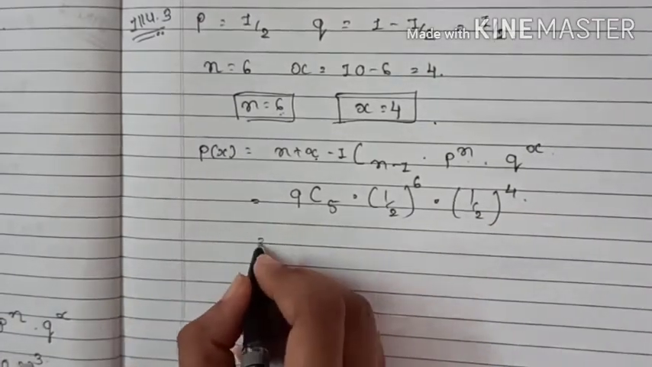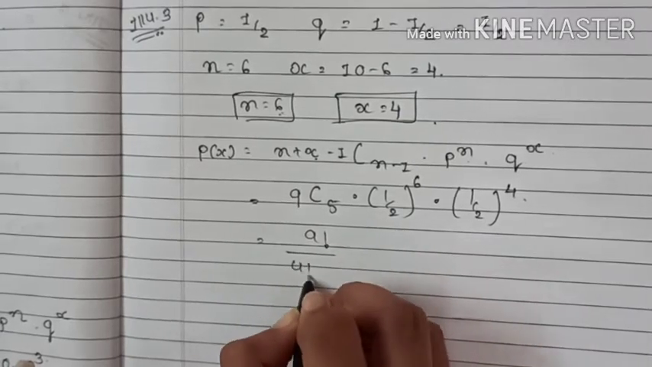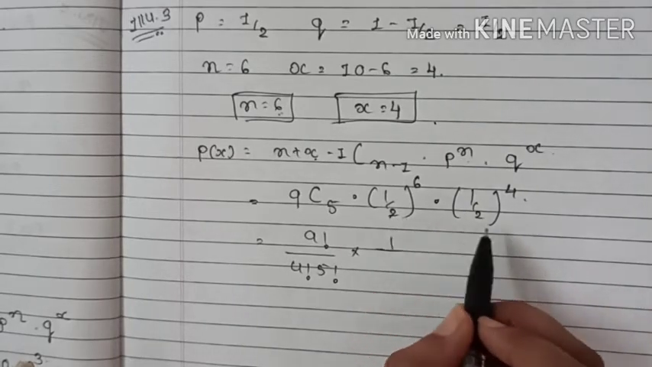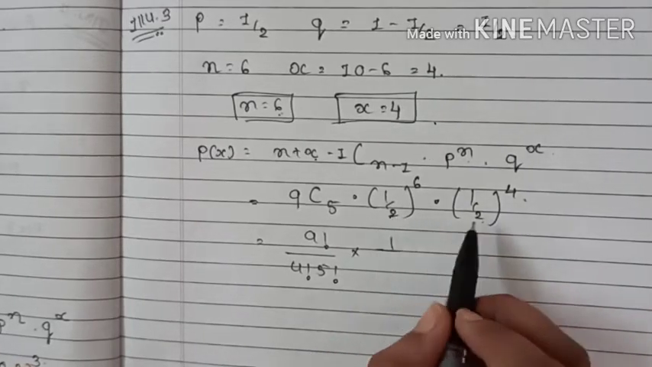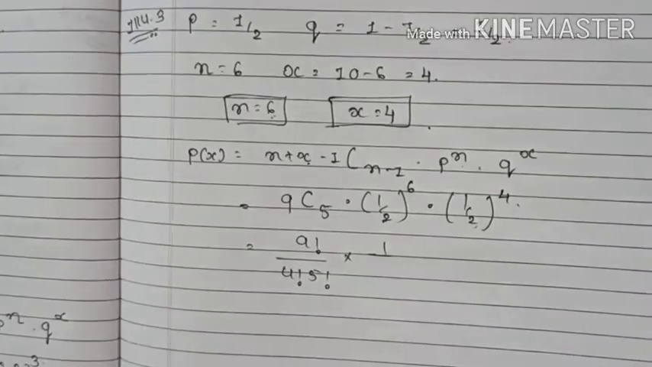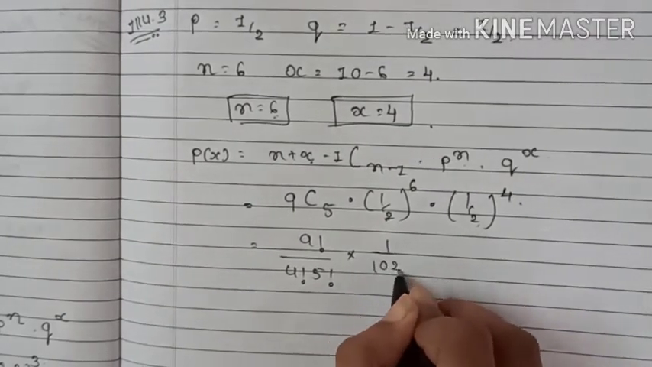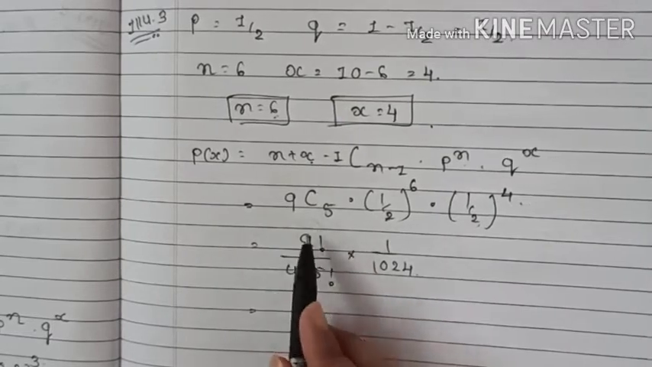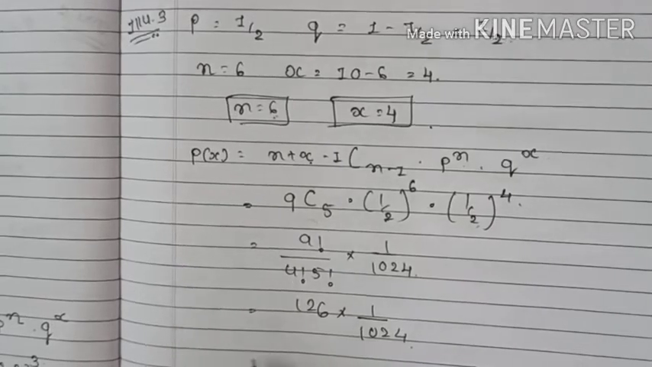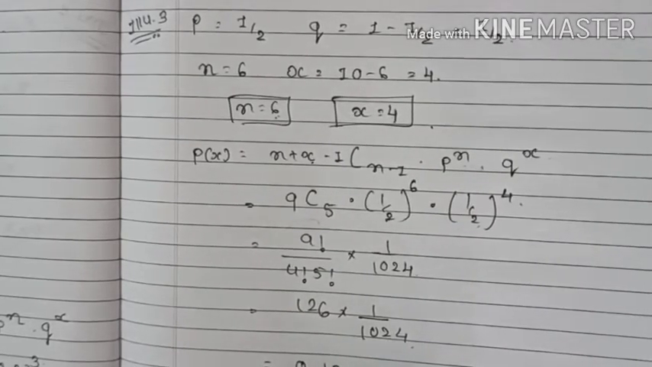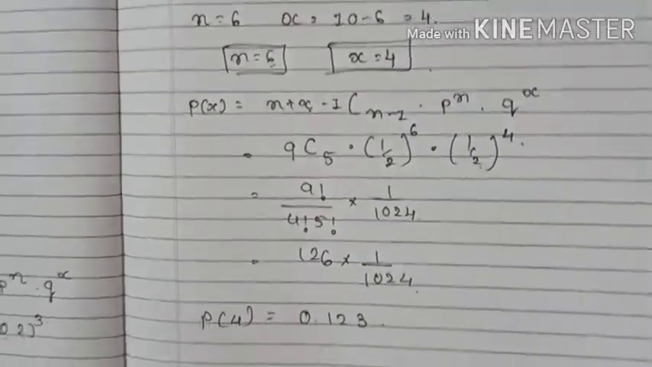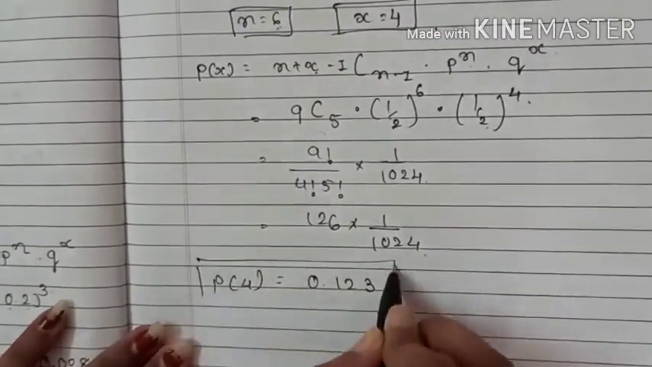Right? Let's solve this. 9 factorial, 4 factorial, 5 factorial into 1 upon. Here is the same denominator, both P and Q are same. We directly write like this, 2 raised to 10. We get 126 into 1 upon 1024. So we get answer 0.123. P of 4 is equal to 0.123.